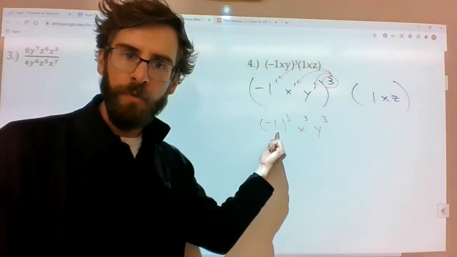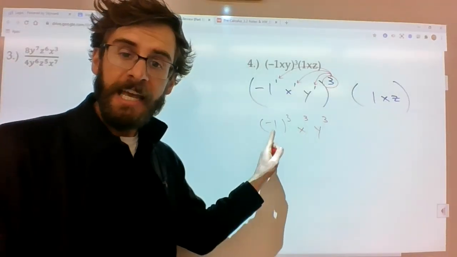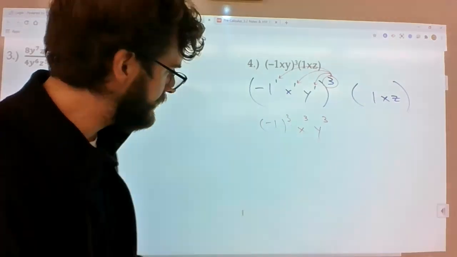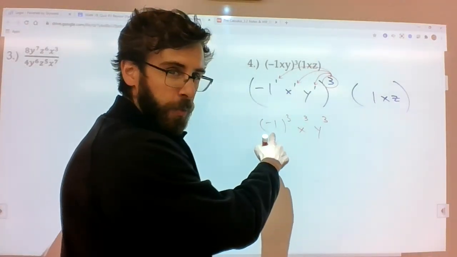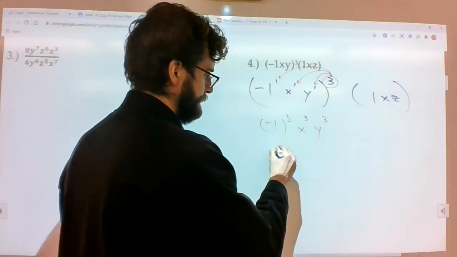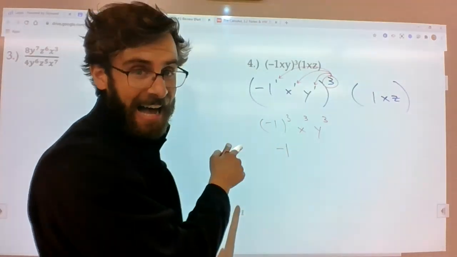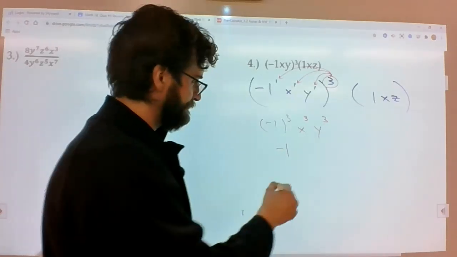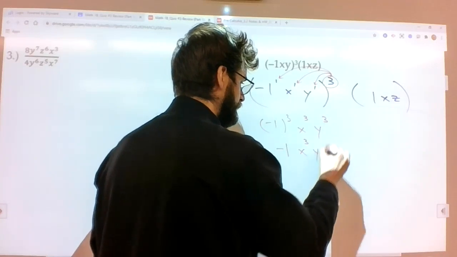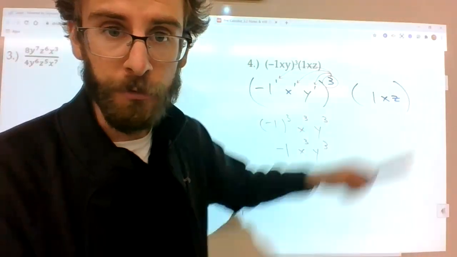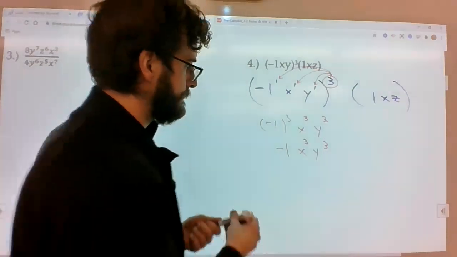Which is just negative 1 times itself 3 times. If you get a negative number to an odd power, it's going to come out negative at the end. And technically negative 1 will only be 1 or negative 1 when you multiply. It's not negative 3. Okay? All right, so this is what happens when you get rid of parentheses. It's still being multiplied by 1xz.